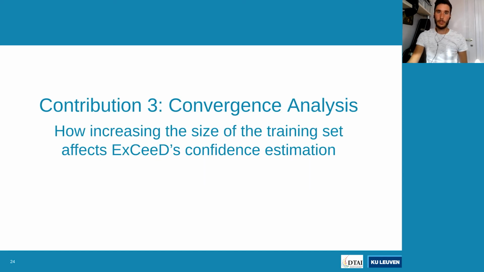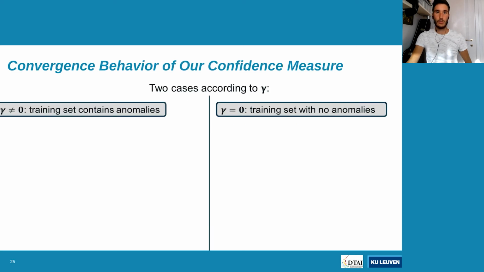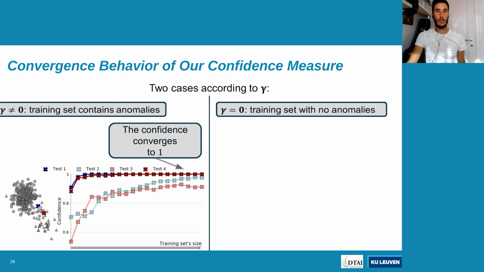Inside the paper, we also perform a theoretical analysis of how increasing the size of the training set affects our confidence estimation. To do that, we consider two different cases according to the expected proportion of anomalies inside the dataset. If a few anomalies are expected to be present, then the confidence will converge to 1, and the limit predicted class will only depend on the value gamma. In fact, if the proportion of examples in the training set with anomaly scores greater than S is high enough compared to gamma, then the example will always be predicted as normal.